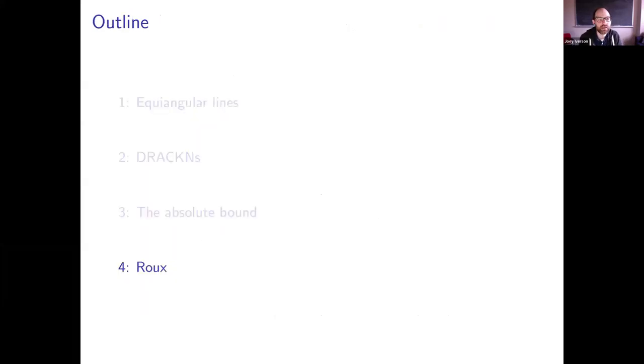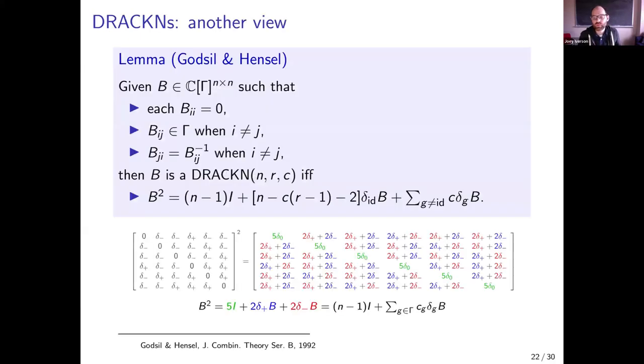Okay, so in the time that remains, let me talk briefly about a generalization of DRACKNs we call RU. And I'll talk about, if I get there, an open problem, maybe some RU exists to reach the absolute bound. So what is a RU? Well, they're a generalization of DRACKNs, and there's a different perspective of DRACKNs that I'm going to use, and it goes back to this result of Godsil and Hensel.